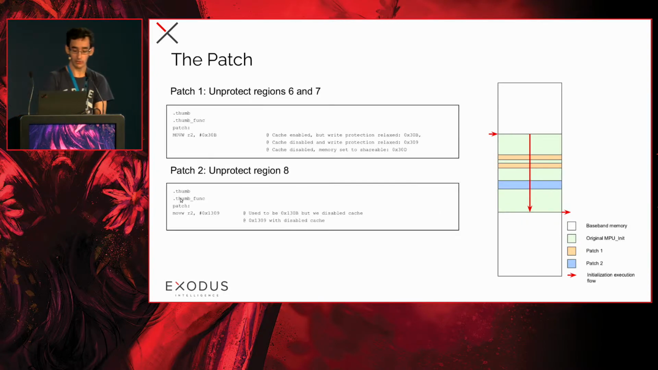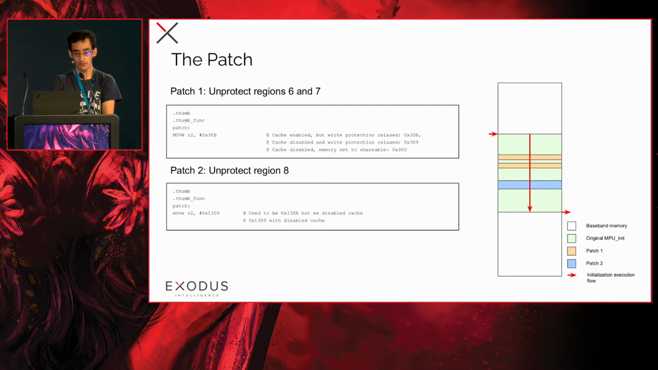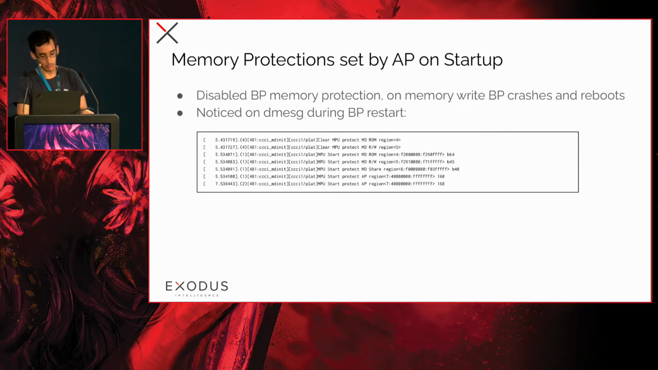So to undo them, we are going to overwrite the instruction setting the protection flags into the R2 register, which is later going to be used to program MPU registers. We're just going to override it with an instruction that sets a different value in R2. So to deal with regions 6 and 7, we're going to configure R2 with a different protection flag that is going to just disable the write protection. And the same applies for region number 8.